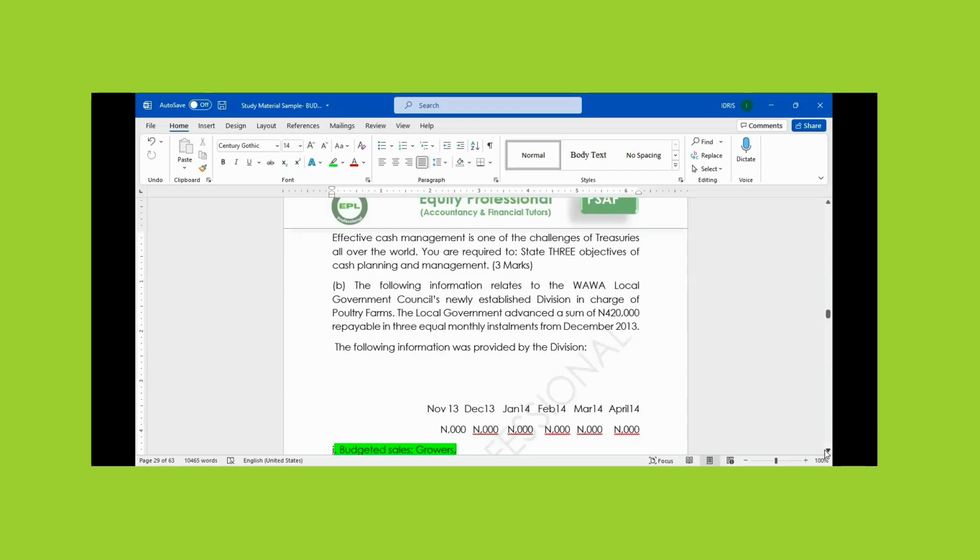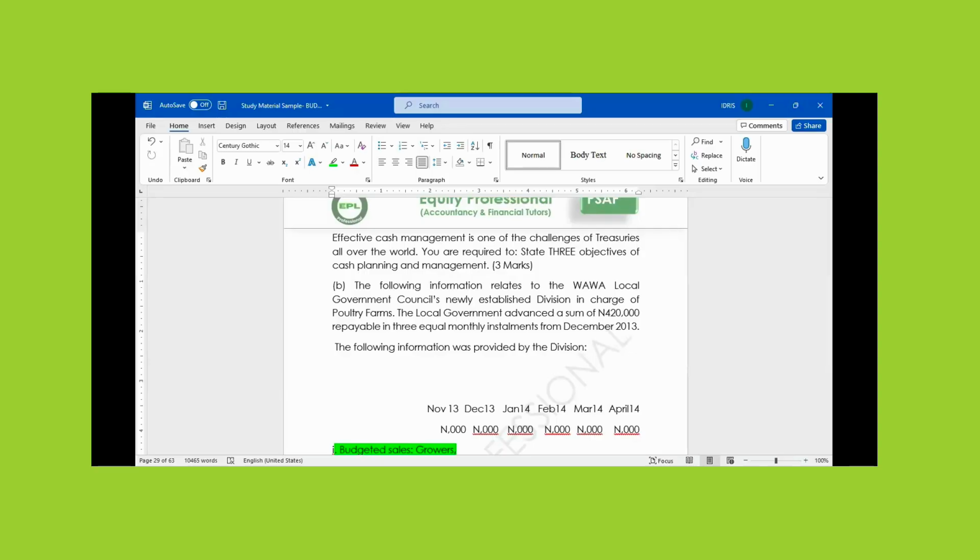The local government gives that poultry business an advance sum of 420,000. That 420,000 will come in which month? In November. If you look at the months given to us, the month before December is November. And they will now start paying back in which month? The next month, which is December. And they will pay back for how many months? 3 monthly installments. Very simple.